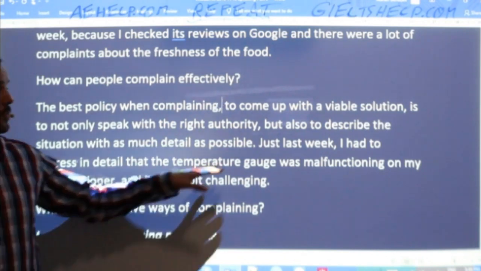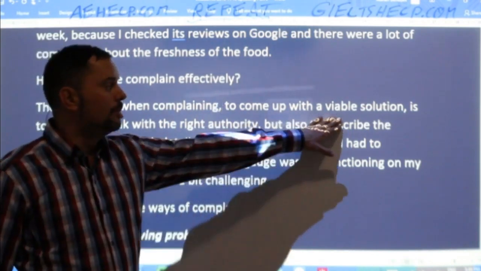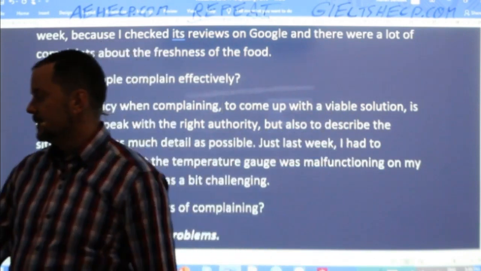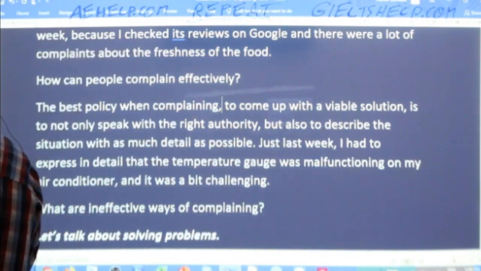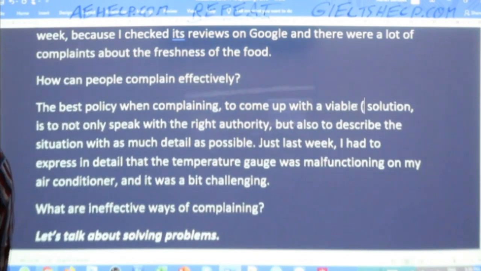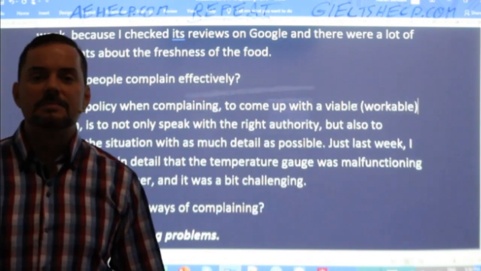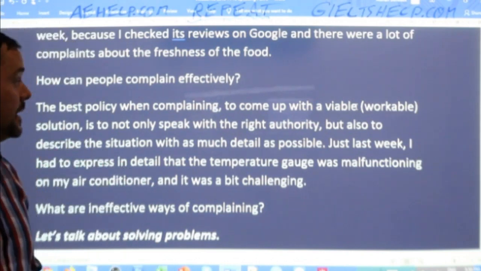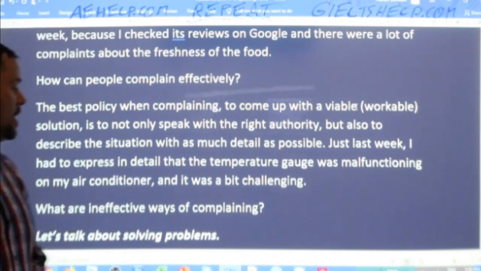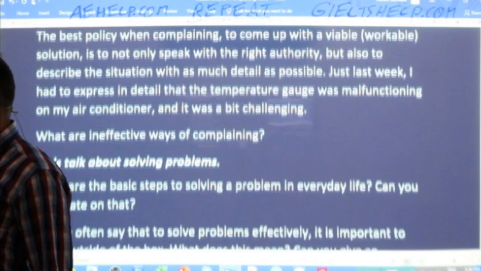Viable, another word for viable here is workable solution. Okay. I'll teach you a couple of new vocabulary there. It means that it can be implemented. It can be done. Okay? All right. Next question.